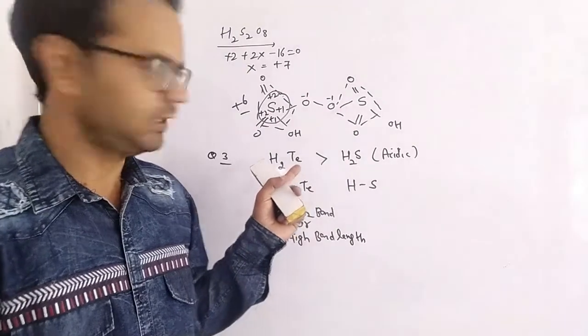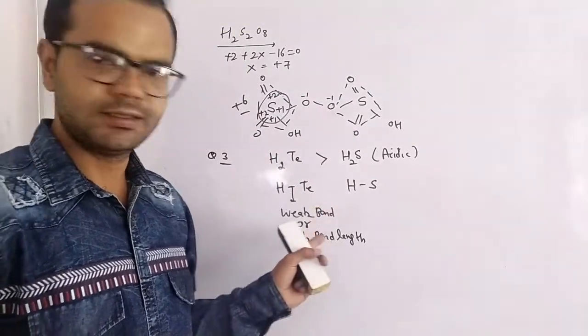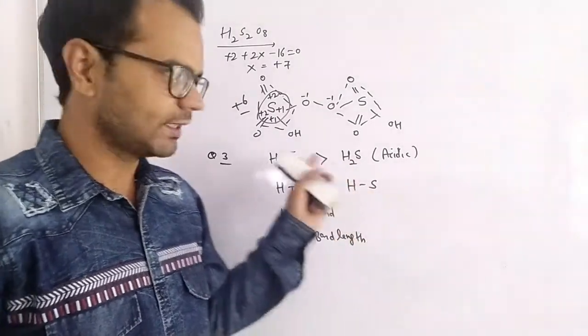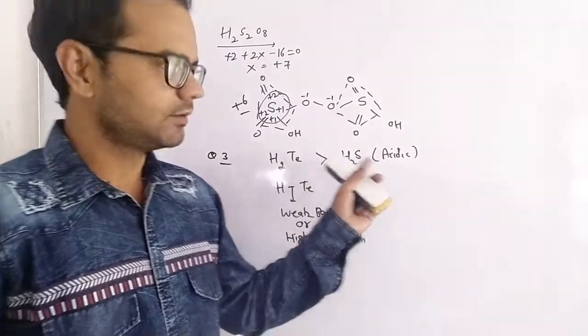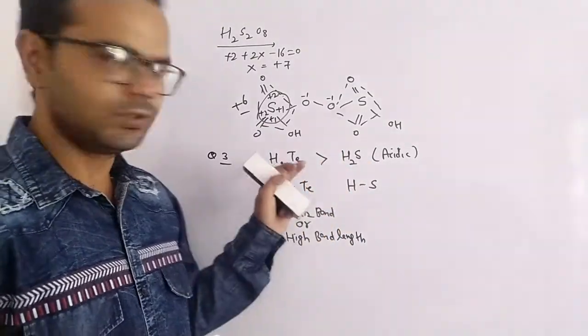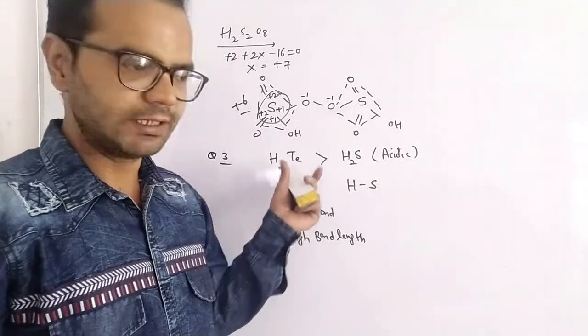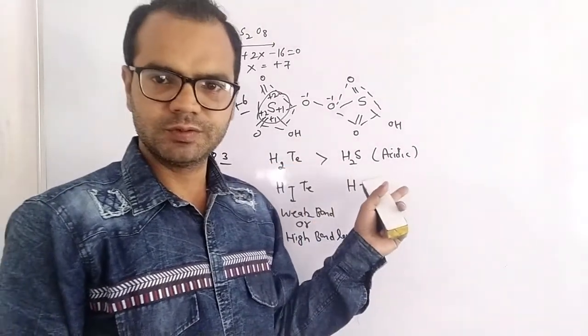In H2Te, there is a weak bond between hydrogen and tellurium, or we can say the bond has a high bond length as compared to the H-S bond, so it can release hydrogen easily. That's why it is more acidic. So you may write the answer also: tellurium is large in size, it is unable to hold hydrogen strongly, so it will release hydrogen. That's why H2Te is more acidic than H2S.